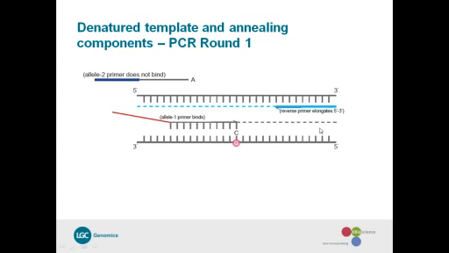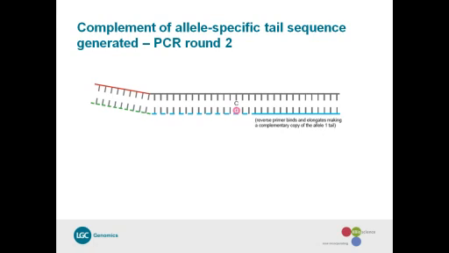So in this case, the allele 1 primer binds with the C that matches with the G, and it will elongate. And then in PCR round 2, what happens is you end up denaturing, and then your common reverse primer will bind to the amplicon you just created, which has this tail sequence with the allele 1 primer tail sequence. And as the common reverse primer elongates, it creates a complement to the allele 1 tail sequence, which is important for detection, as you'll see.